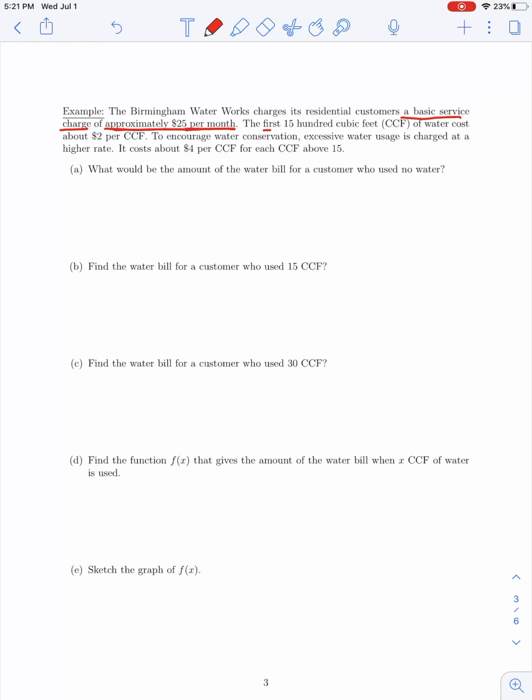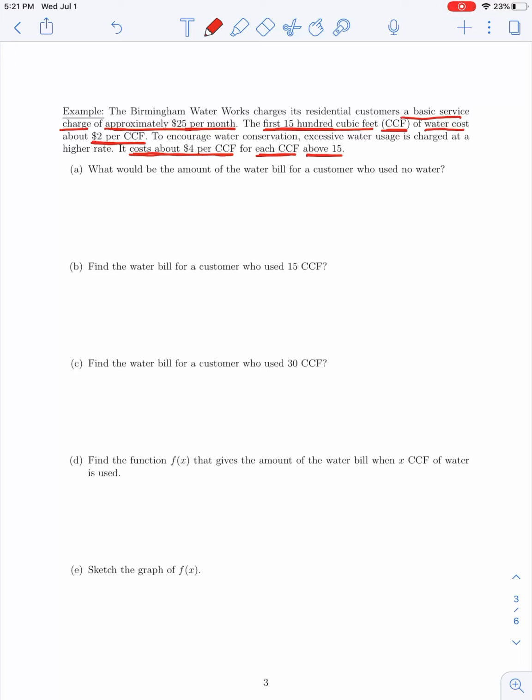Now, the first 1,500 cubic feet, or 15 CCF for 100 cubic feet of water, cost about $2 per 100 cubic feet. And to encourage water conservation, excessive water usage is charged at a higher rate. So we're told here it costs about $4 per 100 cubic feet for each 100 cubic feet above 15.